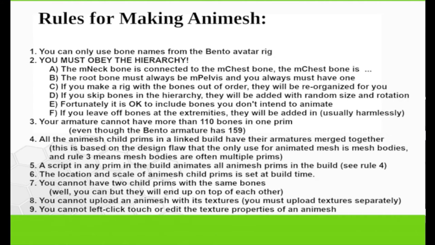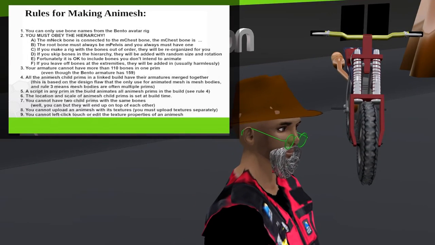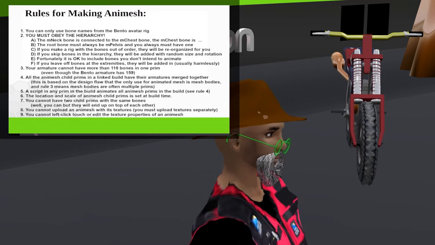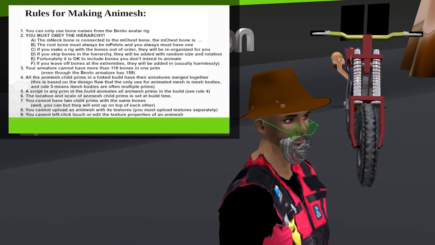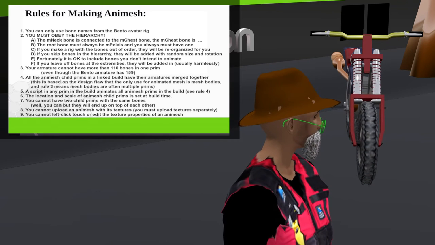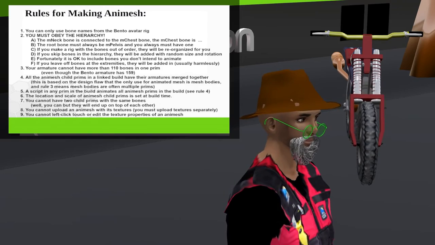And then the rear wheel and the frame are bouncing up and down using an M-tail bone, and the rear wheel spins on one of the M-tail bones as well. So you have to find a way to contort the system bones, or you have to use the system bone names. But rule number three up there, I think, is that you have to obey the hierarchy.